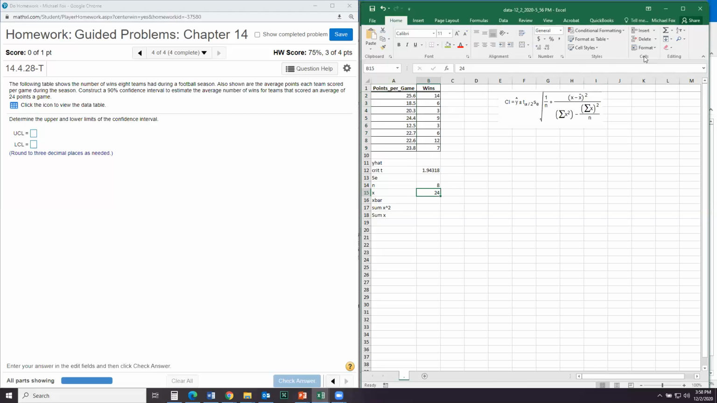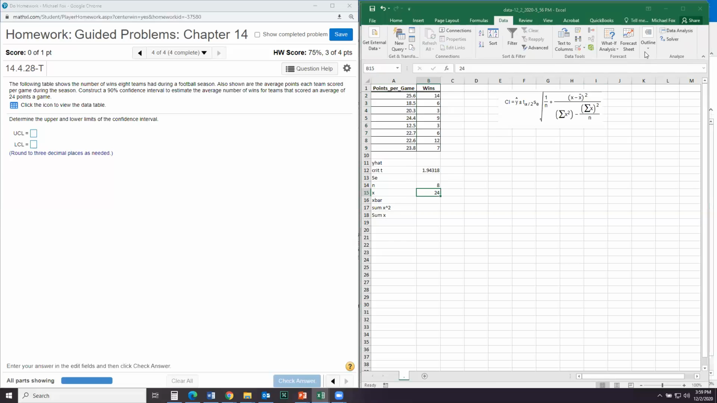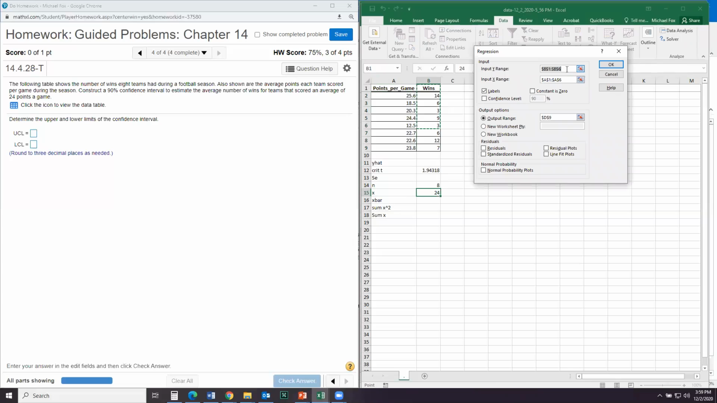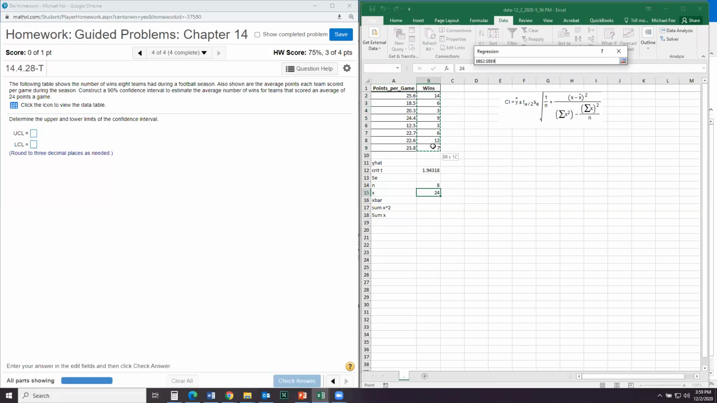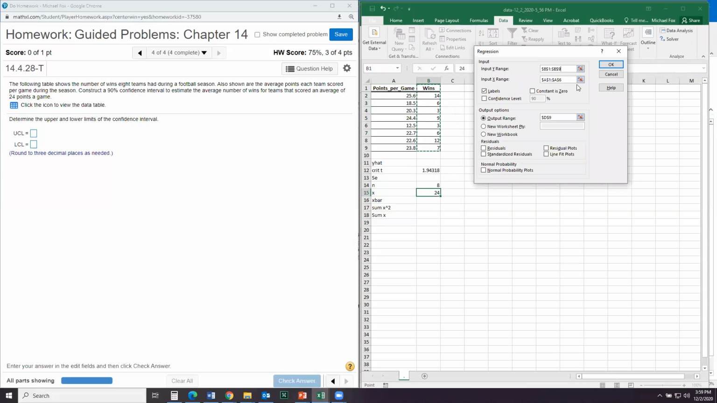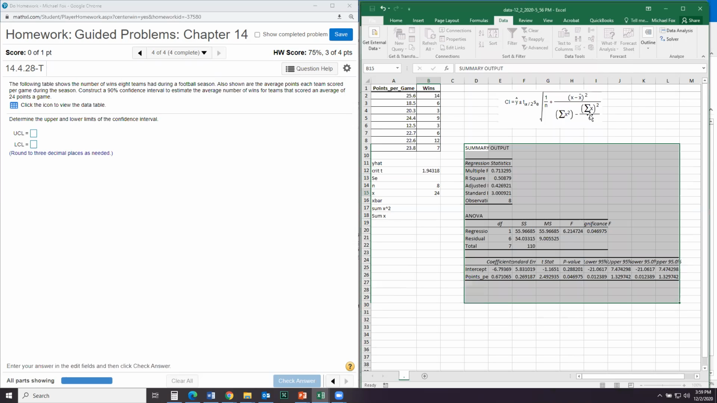So in order to do that, I'm going to come to data, data analysis, click regression. My y range. Let's see, this one's a little harder because it doesn't tell us what x and y are, so we have to use our brains and figure it out. Remember that x is our independent variable. So the number of points we score in a game we think is going to impact the number of wins we have. So x is the independent, the number of points, and then y is going to be the number of wins we have, or the thing that is impacted by the number of points we score. Choose where we want our output range and hit OK.